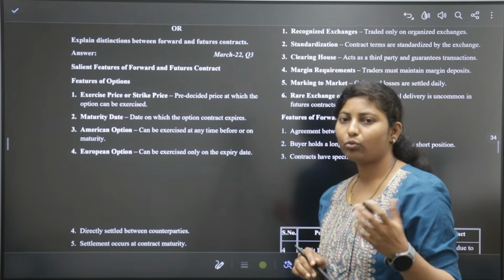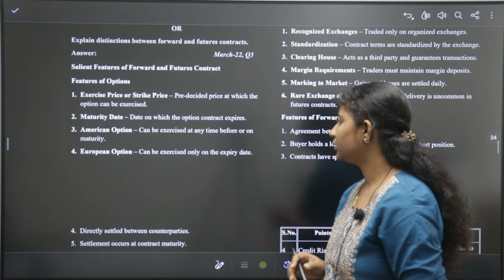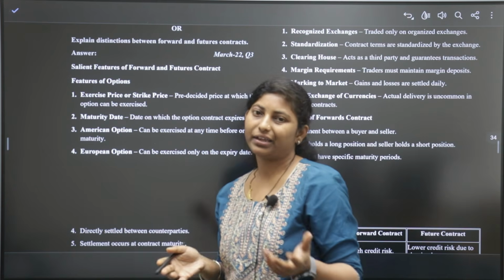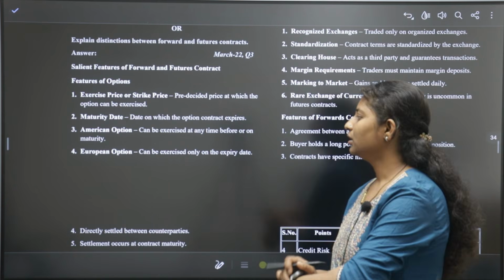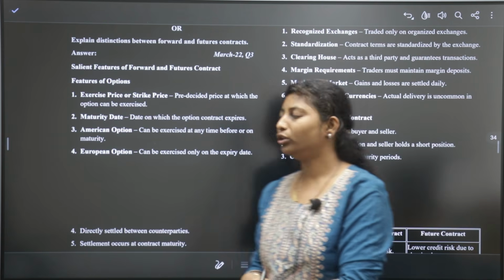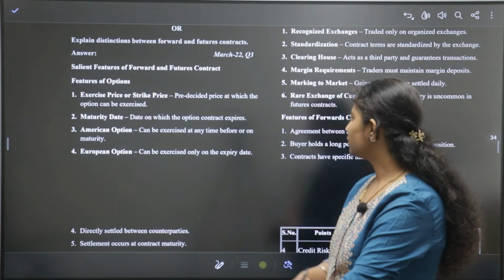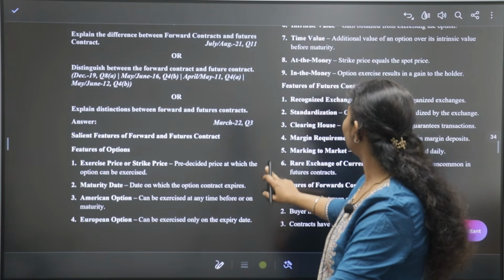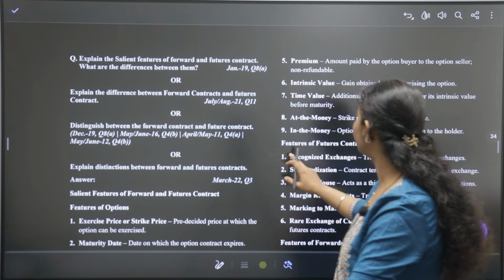Next, maturity date: at what maturity date you need to sell. American option: whenever you can buy, whenever you can sell. Okay, that is the American option. European option: you need to wait up to a certain period of time, and only at that time can you deal with the European option, up to the expiry period. So these are the features, and you also have some different features in both.